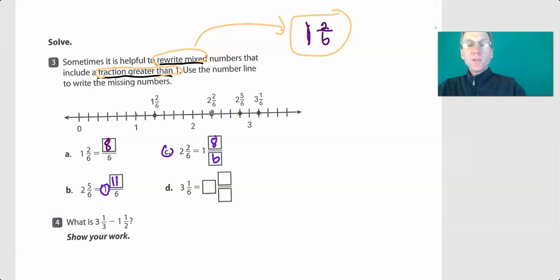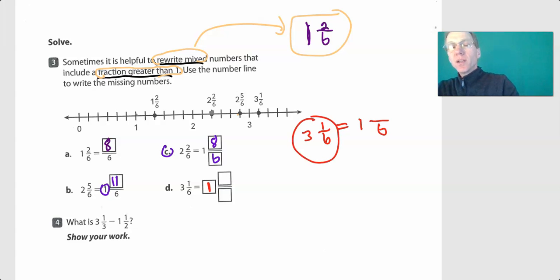This one is 3 and 1/6, and then you can do it however you want. 3 and 1/6. So let's put one pizza here. We'll put one whole pizza, okay? Equals 1 and how many 6? So let's just decompose it like this. We want one whole pizza.